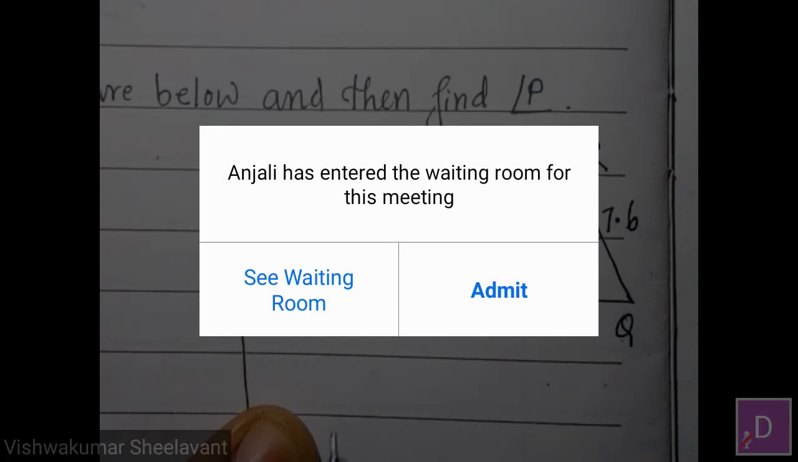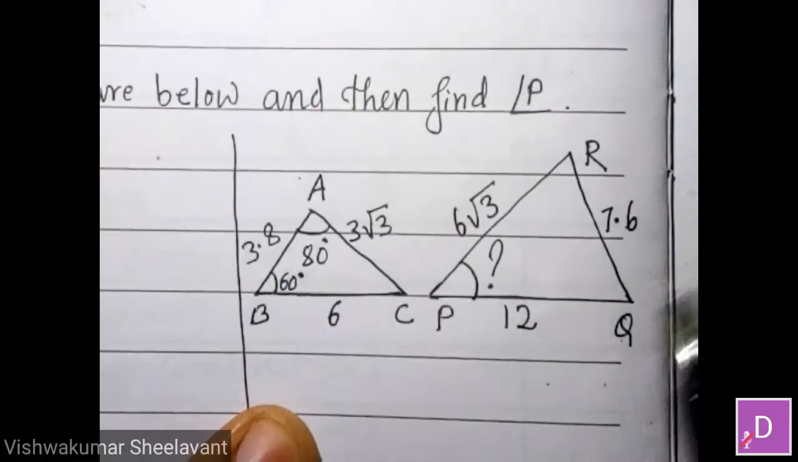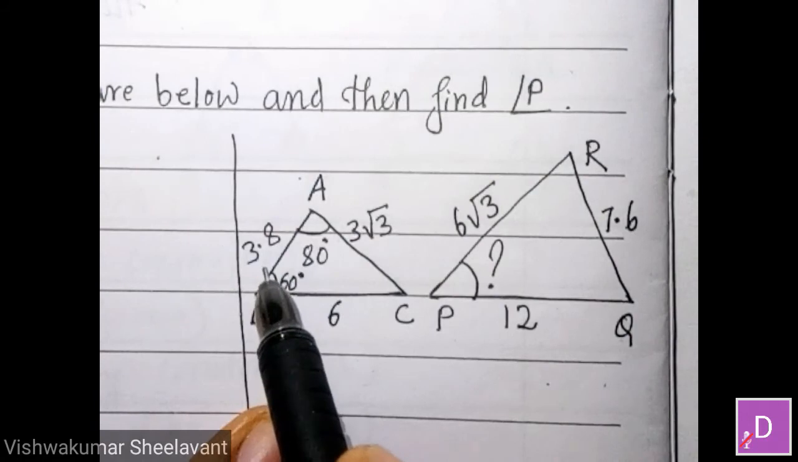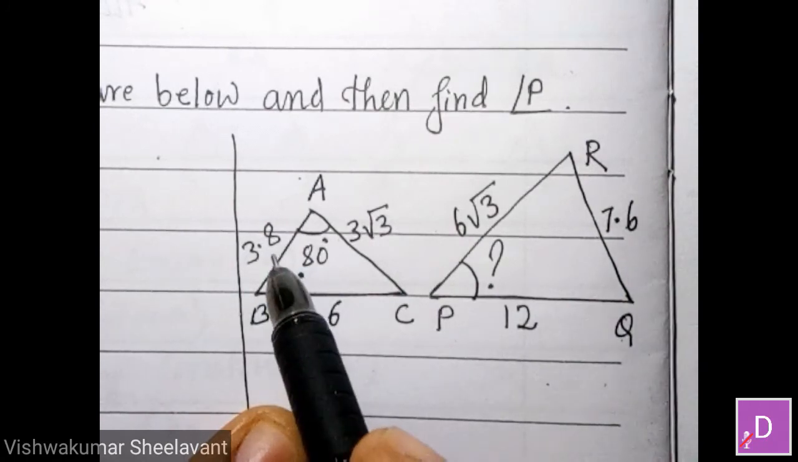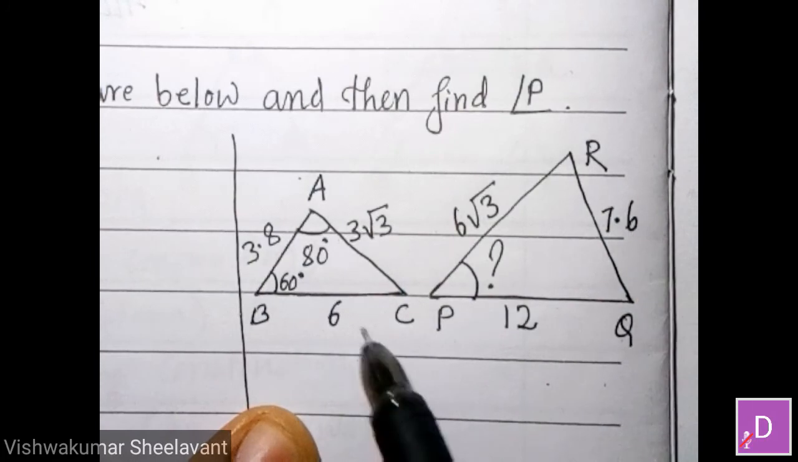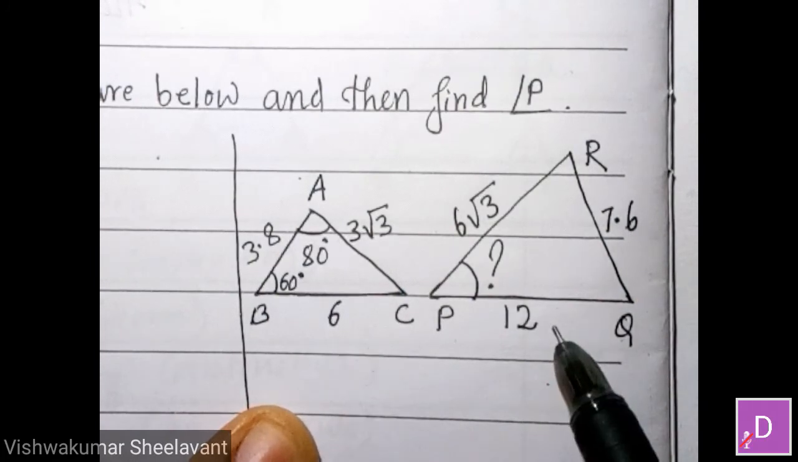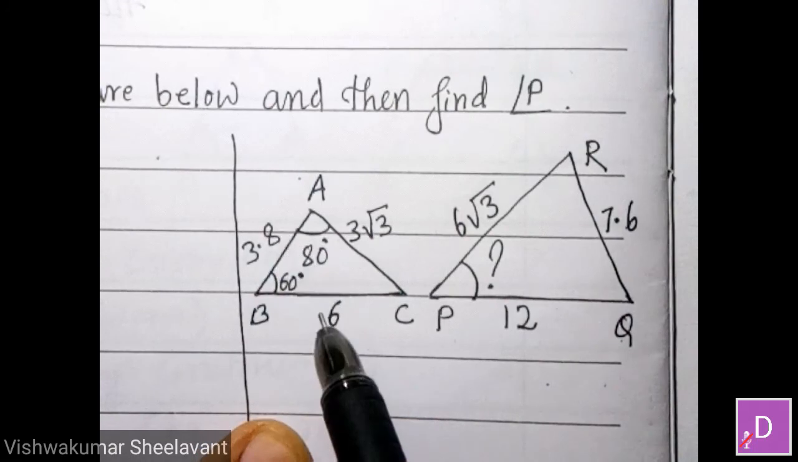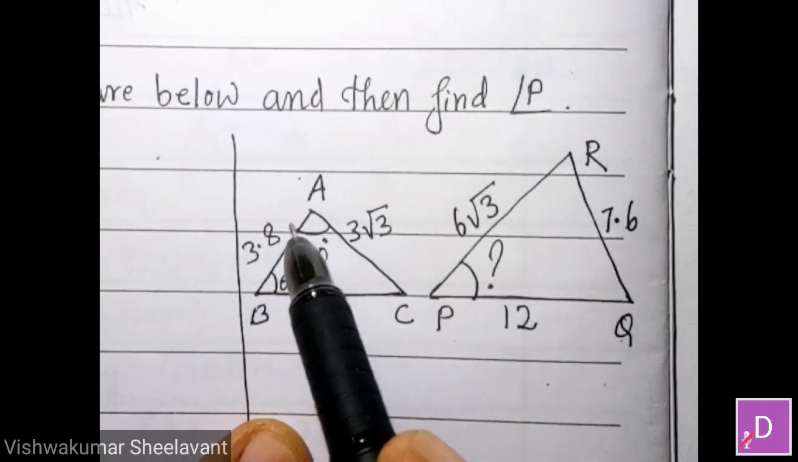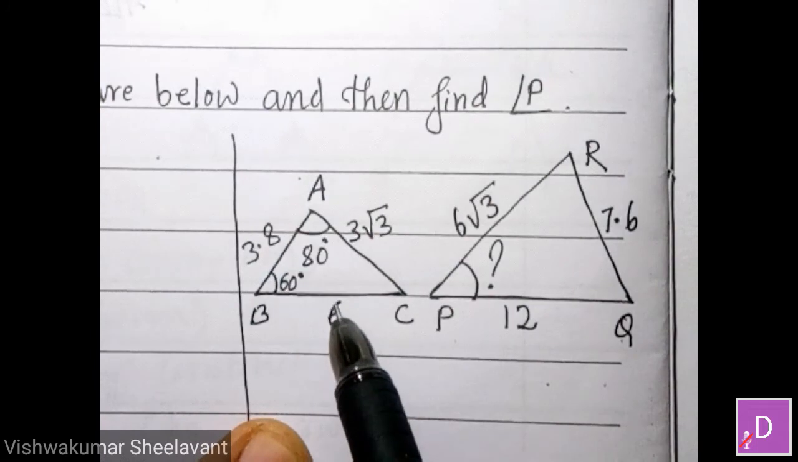For that, you look at another side. It is 3.8 here. It is 3.8. And what it is here? 7.6. That means 3.8 and 7.6 sides are corresponding. 6 and 12, two sides are corresponding in two triangles. So where 3.8 and 6 unit length sides are connected, that you have to see.